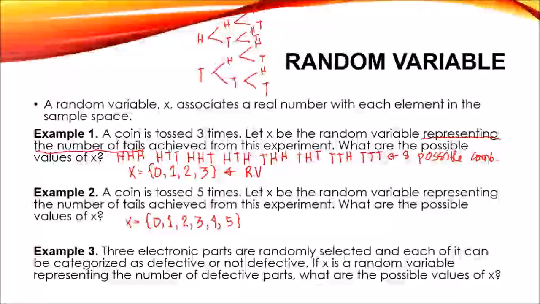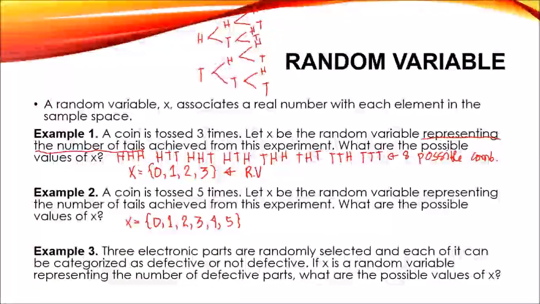And we also have three electronic parts that are randomly selected, and each of them can be categorized as defective or not defective. If X is a random variable representing the number of defective parts, what are the possible values of X? So this problem is similar to example number 1. Okay, so if we took three electronic parts, what would be the possible combinations? How many possible combinations would there be? So there would be 8 combinations, correct? The same as with example number 1.